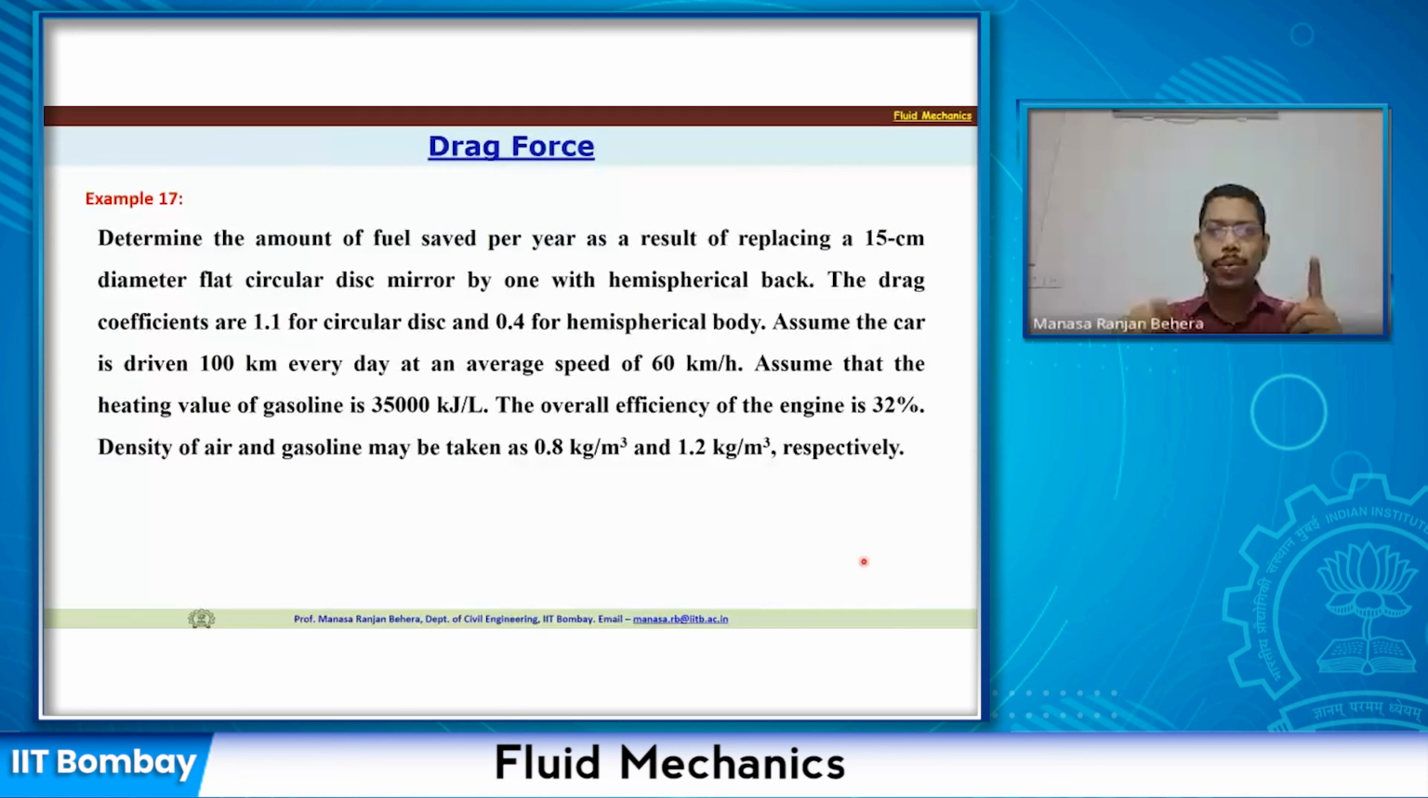Okay, and with that diameter, if a small change in the design or shape of the body can save some amount, then when we design a larger vehicle and design it properly, how much energy and fuel can be saved, that will give you some idea. All right, let us look at and solve this problem.